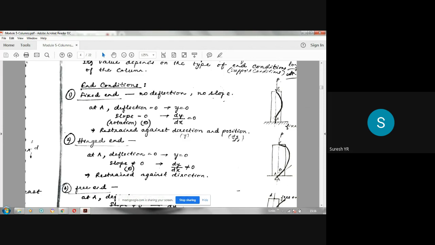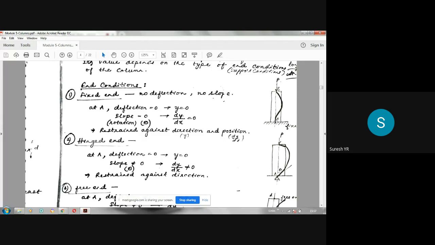Here at the fixed end, slope is zero, deflection is zero. Both are zero. Slope means dy by dx. Only thing is, here x is measured vertically and y is horizontally, because it's a vertical member: along the length of the member x is measured, and perpendicular to that y is measured. It is the opposite of a beam. Beam is horizontal, column is vertical. That's all.